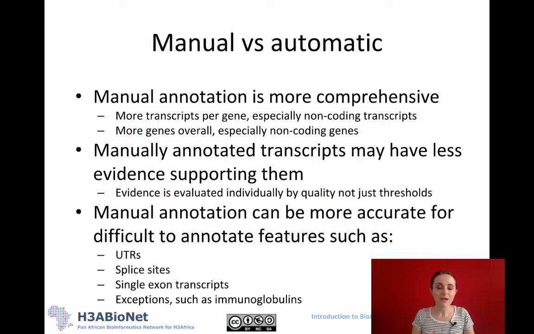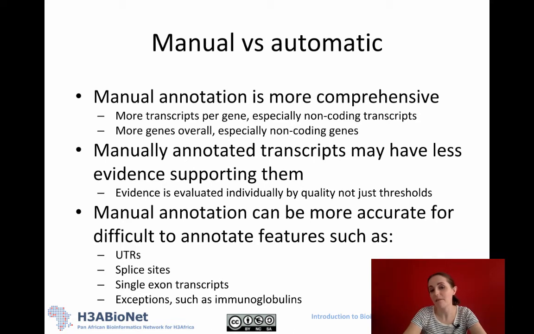There are differences between manual and automatic annotation. Firstly, manual annotation is very much more comprehensive. They are aiming to get everything, whereas automatic annotation is a lot more conservative. You tend to be a bit more cautious about what you can and can't annotate. This means you get a lot more transcripts per gene, especially a lot more non-coding transcripts, and a lot more genes overall.